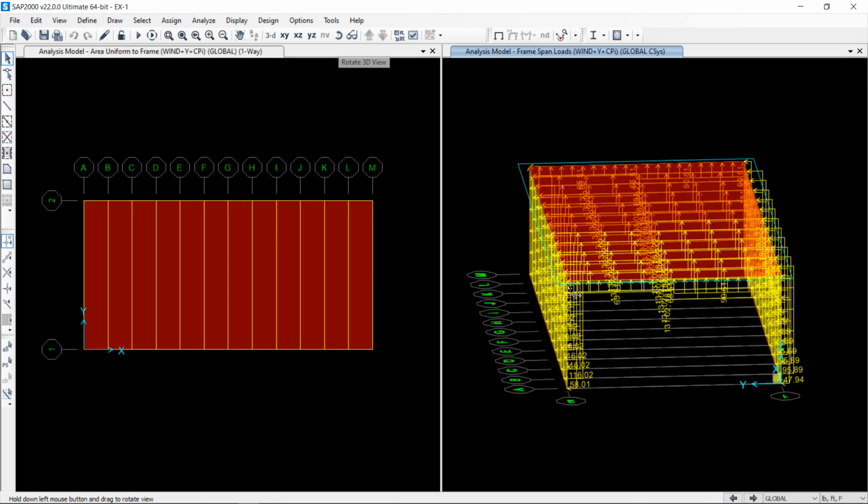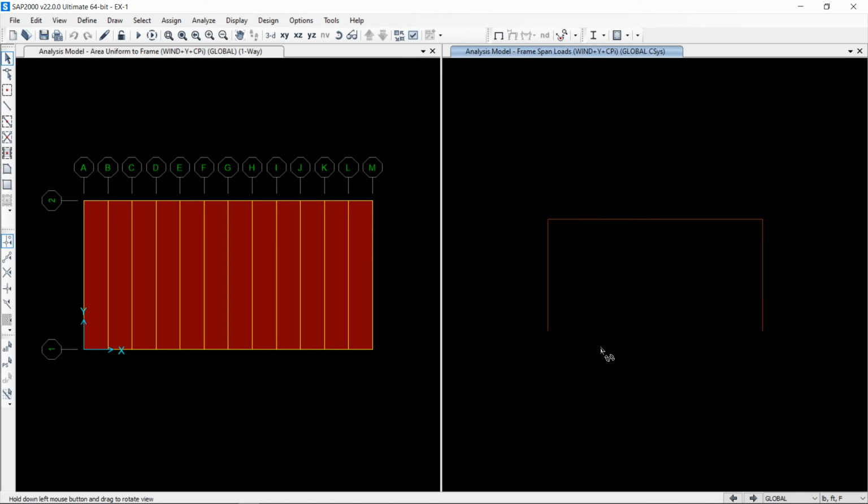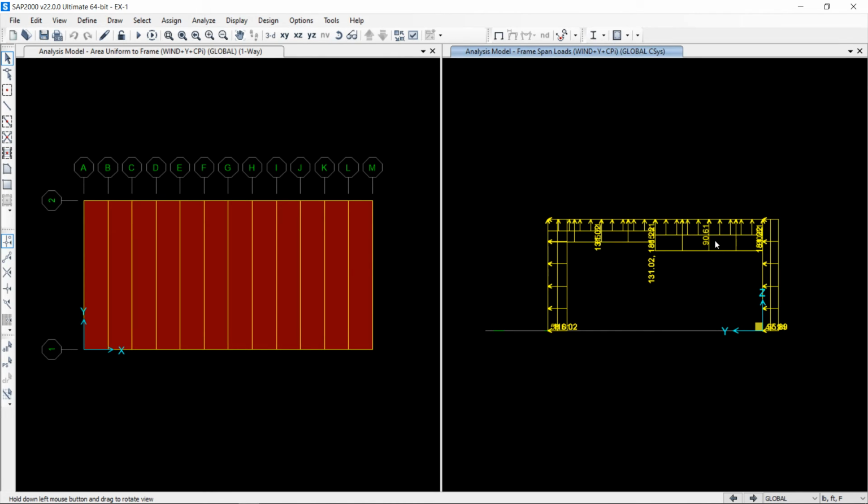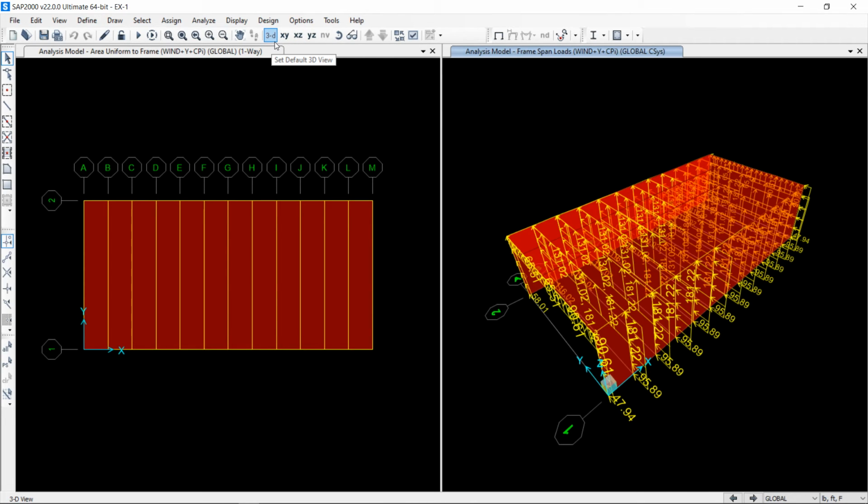So let's have a better look. So you can see the roof is also loaded. First half of this roof is here and second half is loaded like this. So that means we have applied the loads on windward wall, on leeward wall, and on the roof. But what about side? That's a good question.